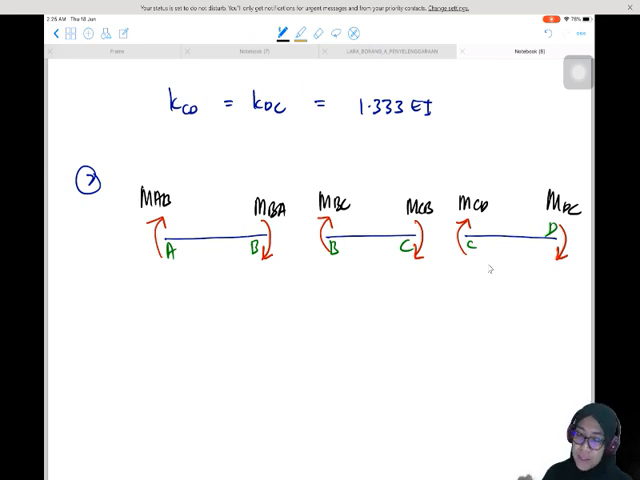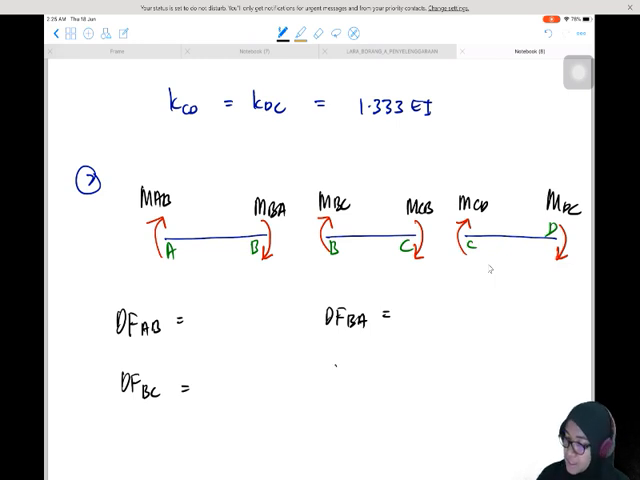So there are six distribution factors. We write like this: DF AB. We will have DF BA, DF BC, DF CB, and another 2 are DF CD and DF DC.